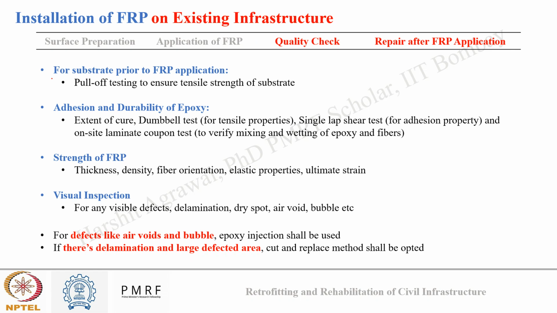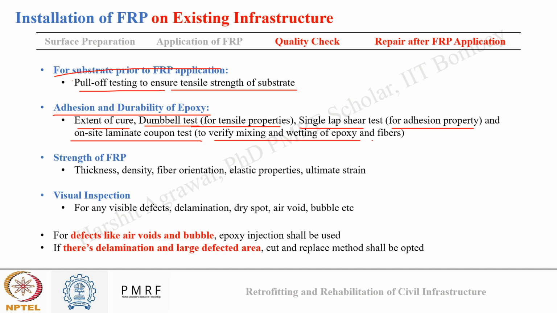For the quality check, before application of FRP, we should check the substrate, for which we can do pull-off testing to ensure that the tensile strength of the substrate is sufficient. We can check the adhesion and durability of the epoxy. Based on the extent of cure, there is the dumbbell test, which is used to check the tensile property, or the single shear lap test, which is used to check the adhesion property, and the on-site laminate coupon test, which is used to verify mixing and wetting of epoxy and fiber.